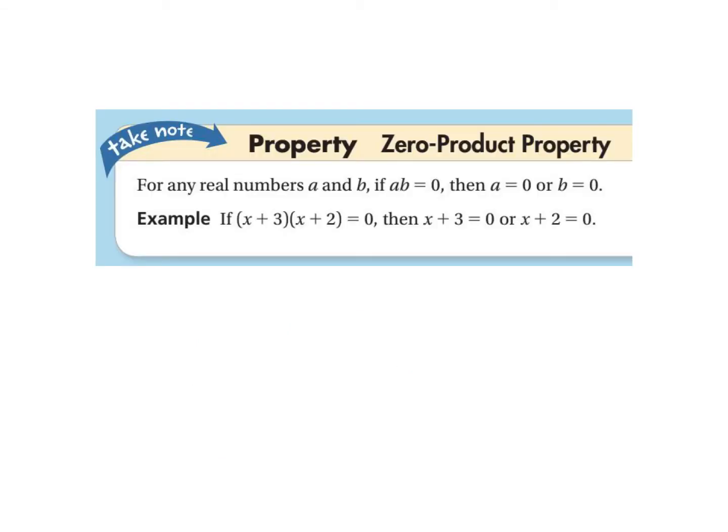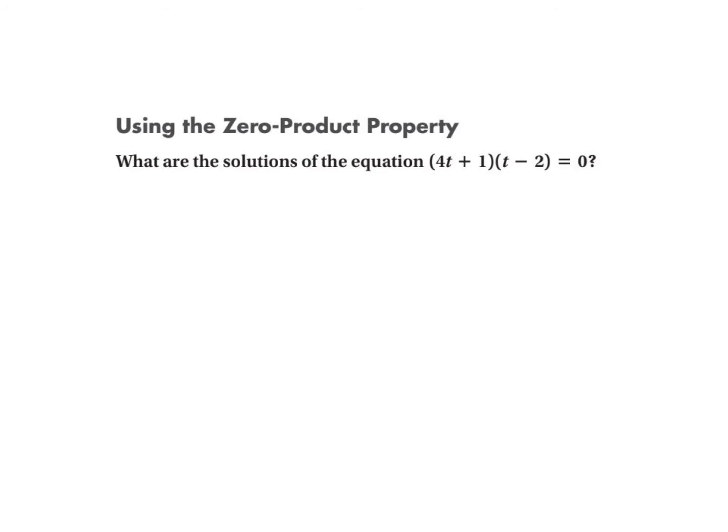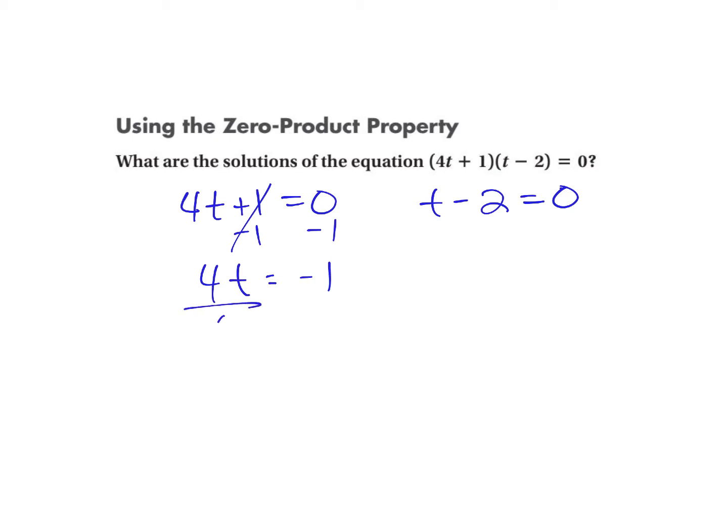So here's an example. This is what we're doing. What I was just saying is we're going to set them equal to 0 so that we can solve. So here's the start. In this case, we have our two binomials already set up for us. So we would have 4t plus 1 equals 0, and then t minus 2 equals 0. Then we would solve for t on both of them.